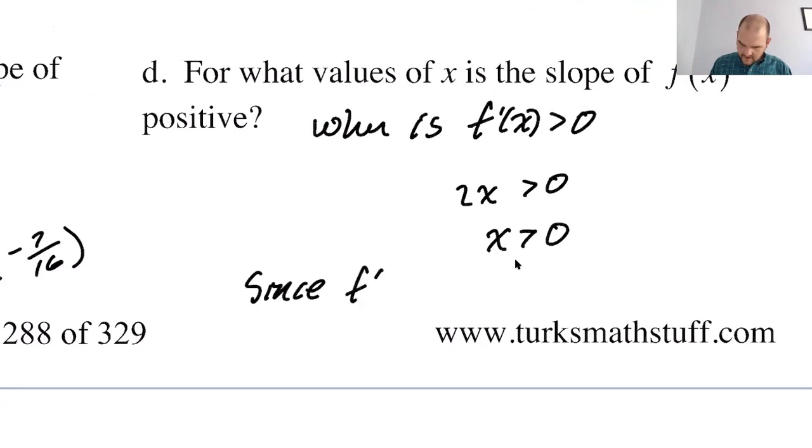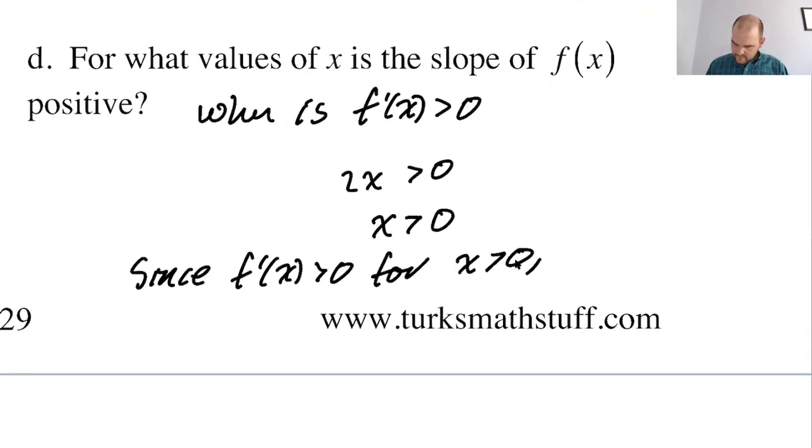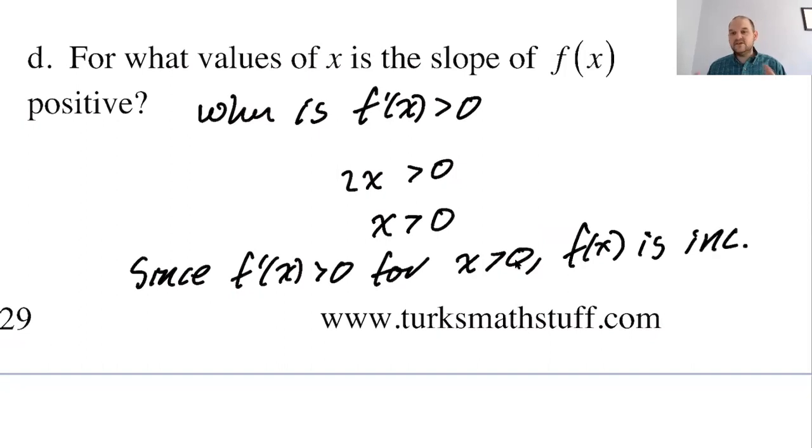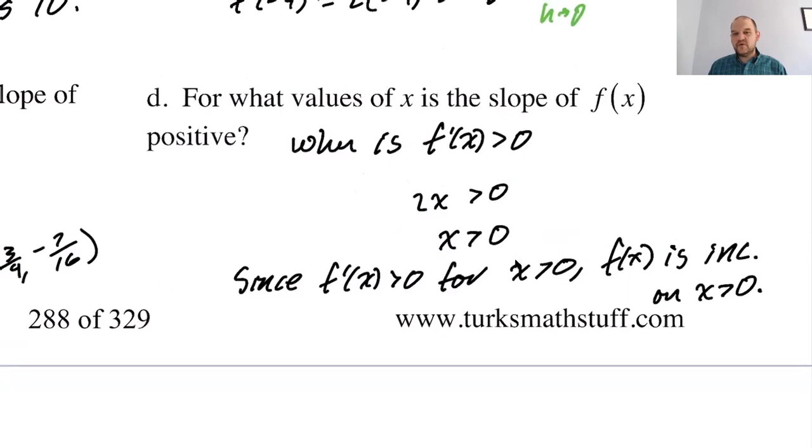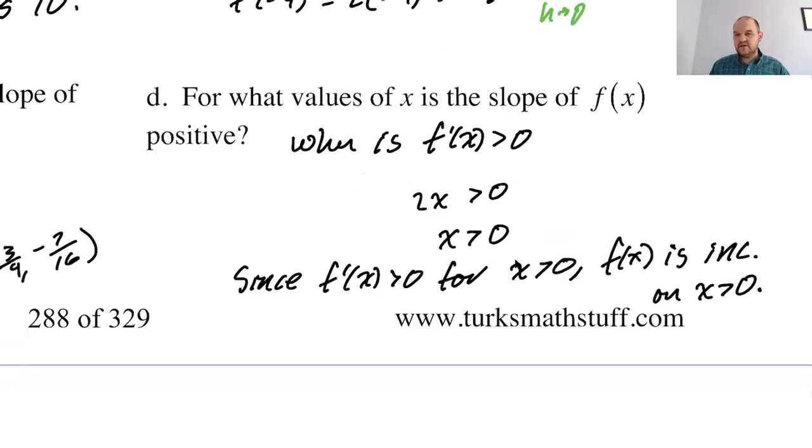So what you might say is, since f prime of x is greater than 0 for x greater than 0, f of x is increasing on x greater than 0. So it's not really the question that we were asked, but that's a thing you want to think about.